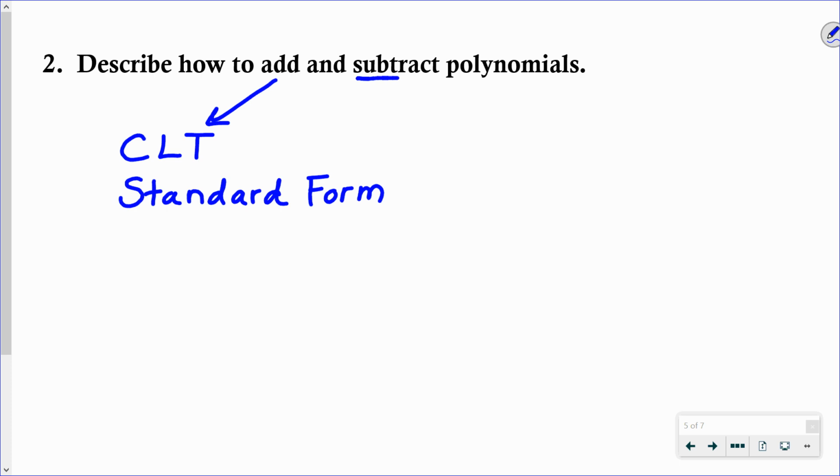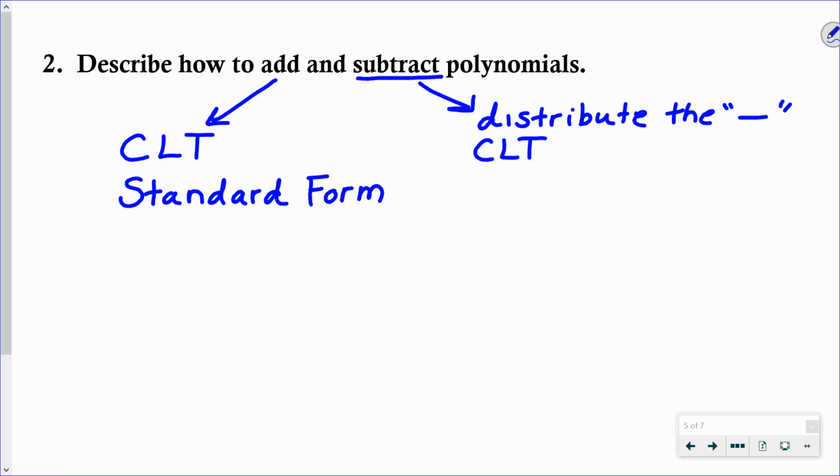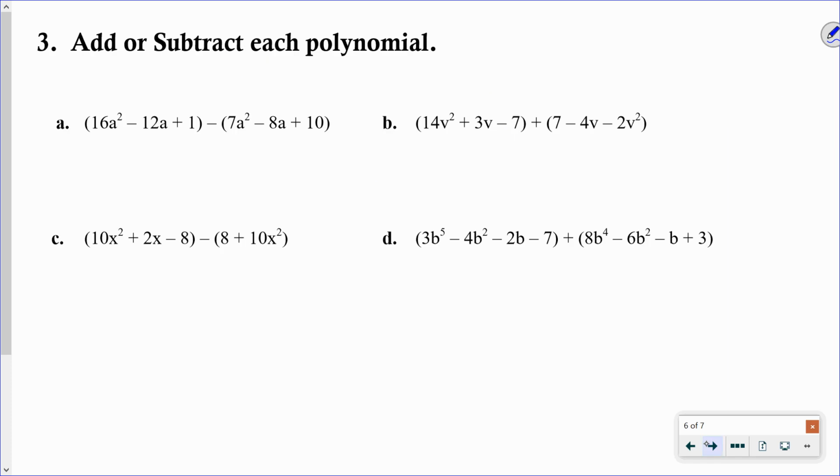When we subtract, we have to distribute the negative sign and then combine like terms and write our answer in standard form. Hopefully you had something to that effect. All right, now here's our practice, and this will help us as we get ready to do the homework.